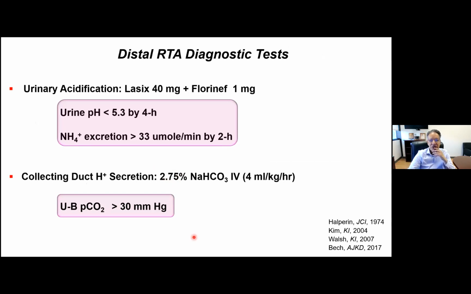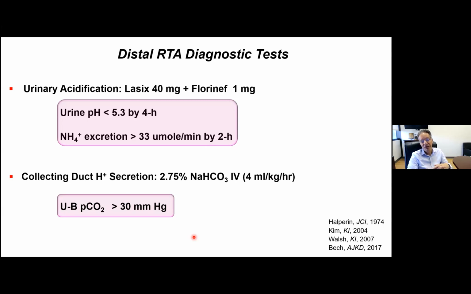And then lastly, to diagnose distal RTA, historically, people used to use ammonium chloride, but it causes nausea. It's sort of hard to do for the patient. So what has evolved is this other test, which is a Lasix Florinef combined test, where you give 40 milligrams of Lasix and Florinef, and the urine pH at about 4 hours after giving this should go down to under 5.3 in normals. If it doesn't, then you have a urine acidification problem.